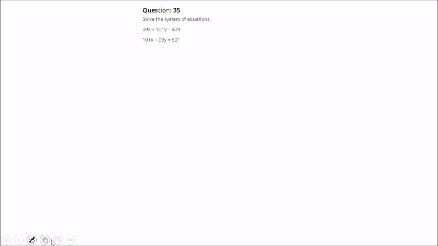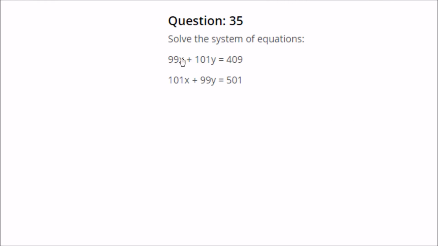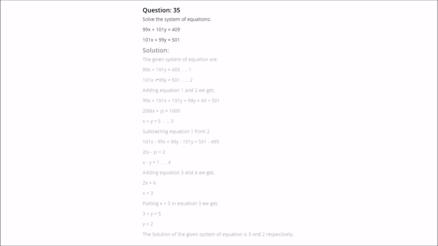This equation also we are going to solve exactly the way we have done in the previous question. We will first add them so that we get some value, and when we subtract them again we get some value. So the equations will be quite easier to formulate and to solve also. So let us see how it is done.